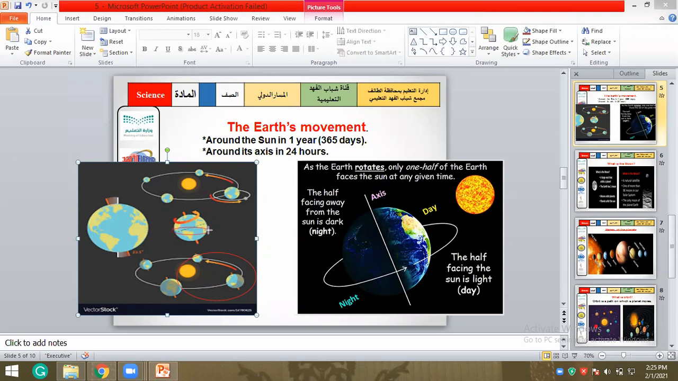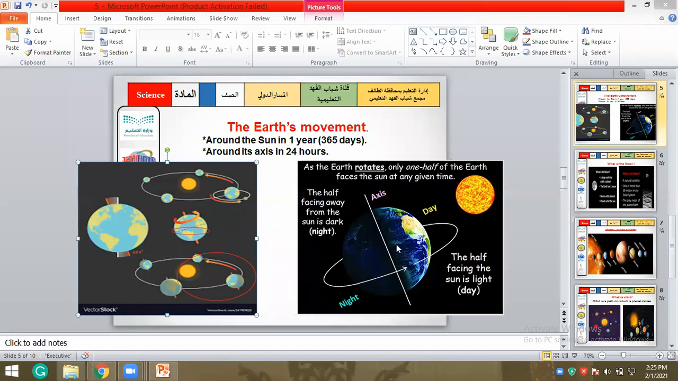Okay. In how much time does the earth complete the circle? The earth completes its circle around the sun in 1 year, or 365 days. Then around its axis, it takes 24 hours. So in 24 hours you face the sun and then you go away from the sun: night time and daytime.